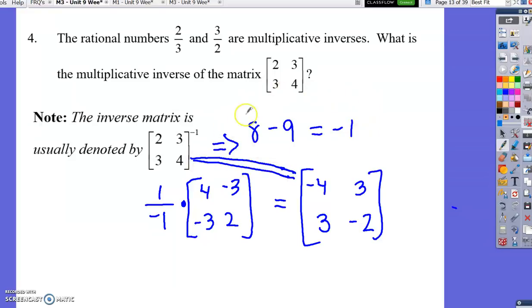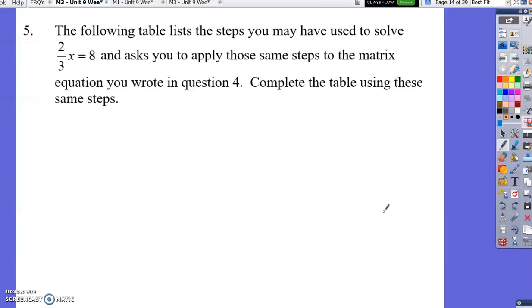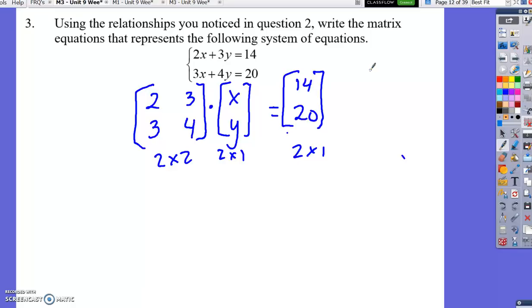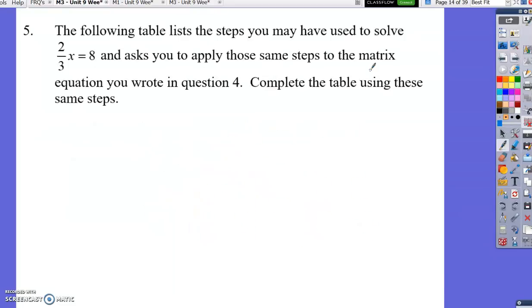Okay, so first I found my determinant. I multiplied by 1 over my determinant after switching the elements in my matrix around a little and got my inverse matrix. So we're going to use this to help us. The following table is steps we could have used to solve the equation we've already solved, and we're going to try to solve the equation we wrote in number 3. I should say number 3.